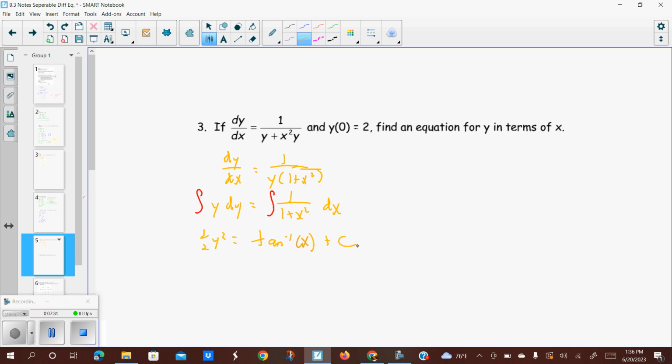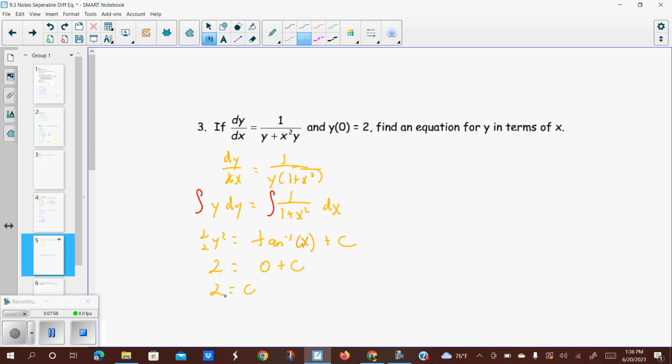So let's plug the 0 in for x. Inverse tangent of 0 is 0. You have to know that tangent of 0 is 0 to know that the inverse tangent of 0 also works out to be 0. And then on the left-hand side, plugging a 2 in, 2 squared is 4, divided by 2 is 2. So ultimately, we get that c is 2.